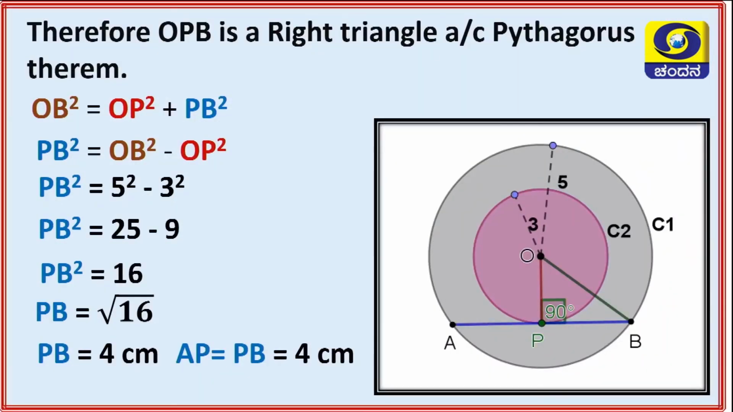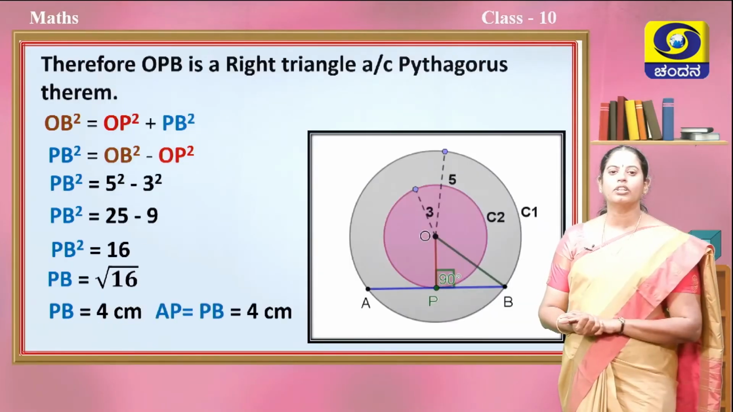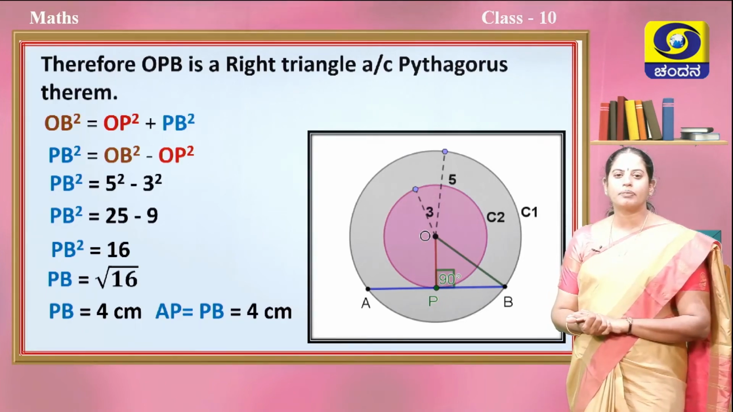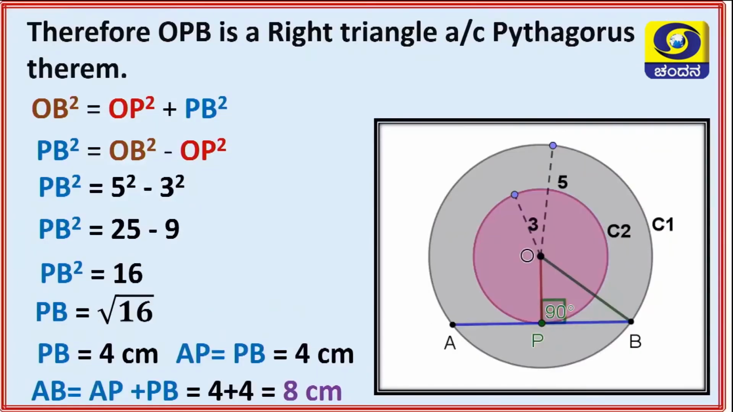We know PB, we have to find AB. Since PB equals AP, AB equals AP plus PB, that is 4 plus 4, which is equal to 8 centimeter. The length of AB is 8 centimeter, children. This is how we solve this problem. Okay.